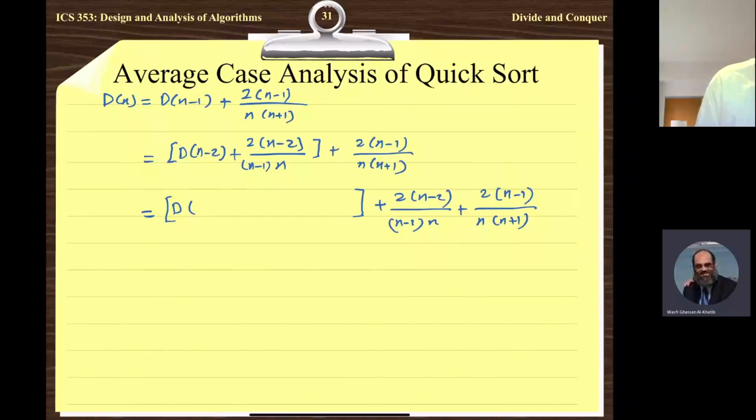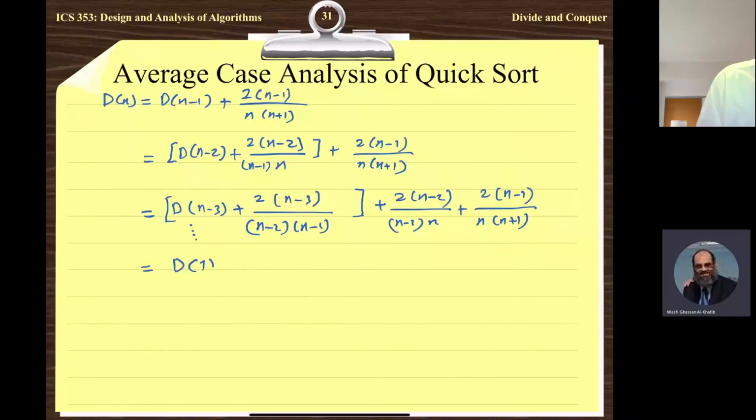Now, if I put n-2 here, it will be D(n-3) plus twice (n-3) divided by (n-2) multiplied by (n-1). So now you can see the pattern, and we will continue until we reach D(1).